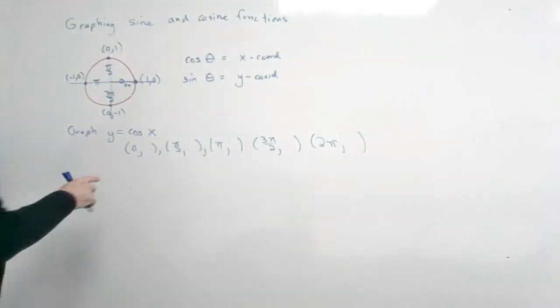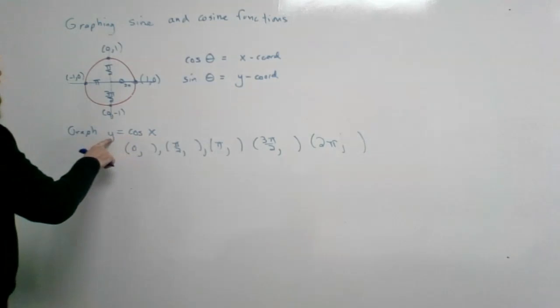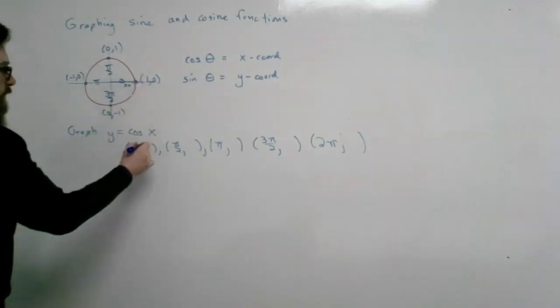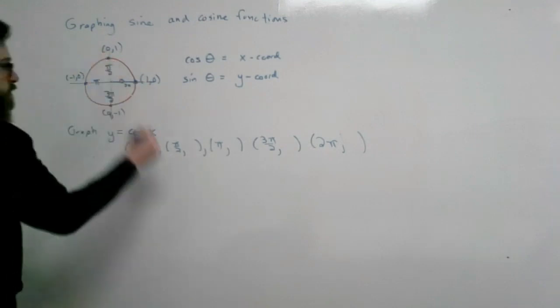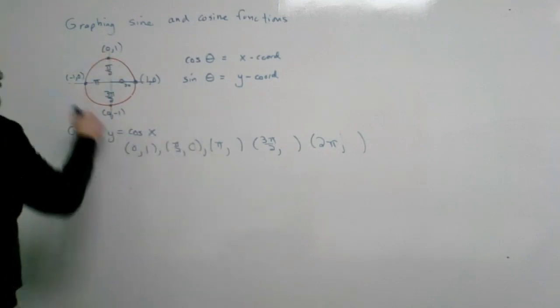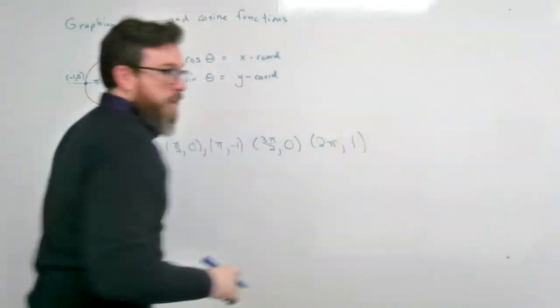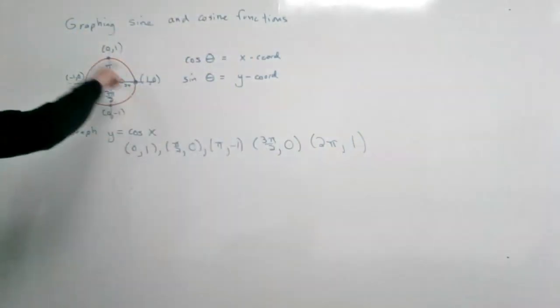Now the output of this function is going to be the x coordinate on each one of these points. So for angle 0, we're going to have an output of 1. Angle pi over 2, it's going to be an output of 0. Pi, an output of negative 1, then 0, and then back to 1. So we're using the x coordinate of these points for this output.